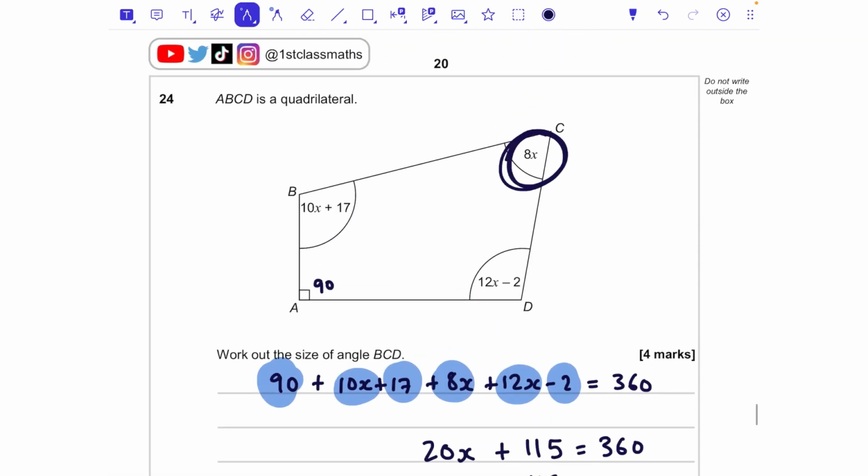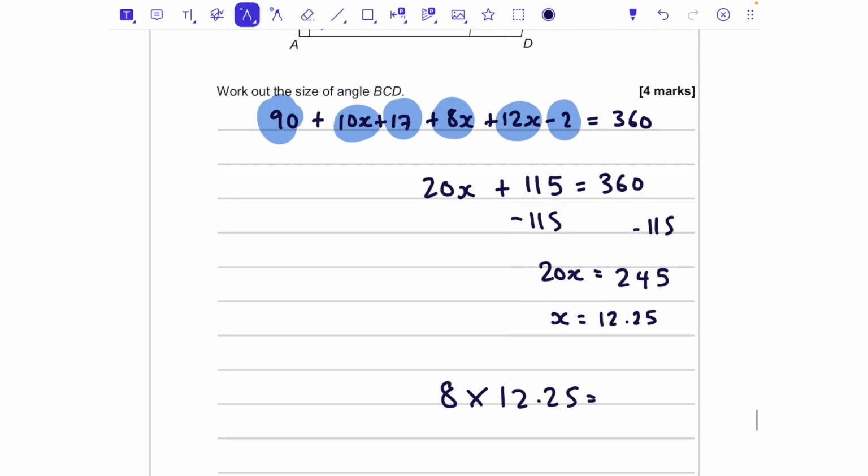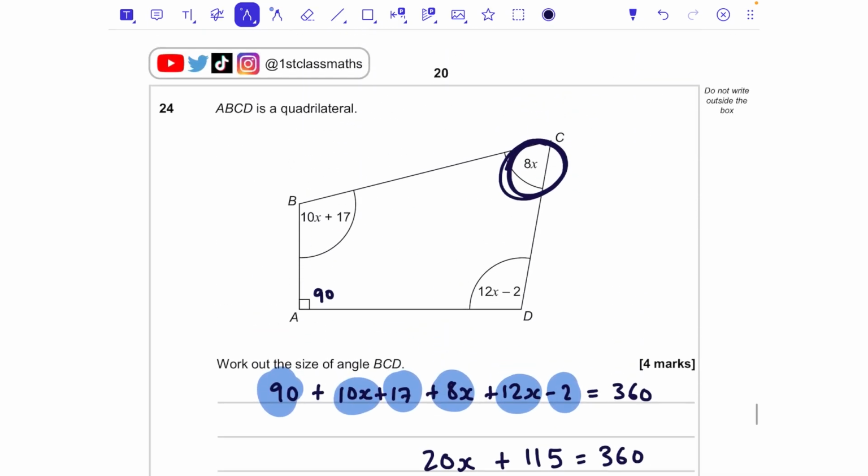98 degrees. Does that look about right? Yeah. No, not even close. Doesn't look right at all, does it? But it is. So we'll move on.